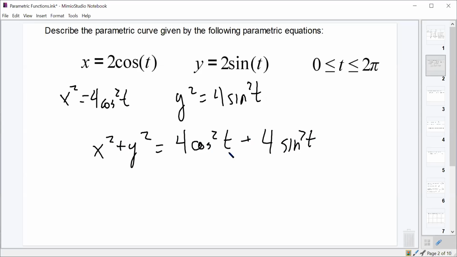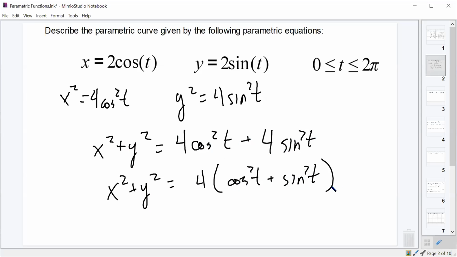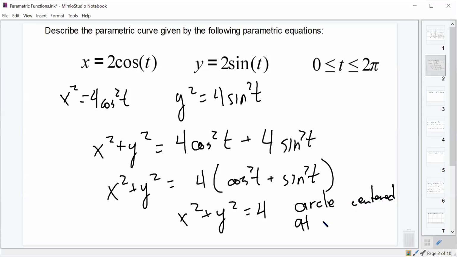And easy enough, we'll take out the 4 from the left-hand side, right? And cosine squared t plus sine squared t is going to cancel out for us. It becomes just a 1, so we just end up with x squared plus y squared equals 4. So we can just say that this is a circle centered at the origin with a radius of 2. So I'll write that out here. Circle centered with my chicken scratch on the laptop screen. The radius equal to 2.